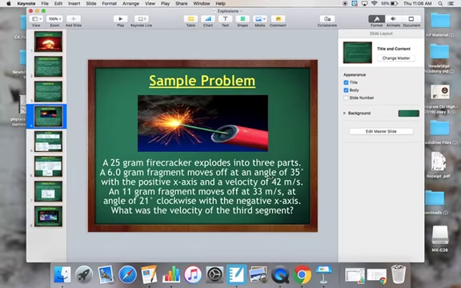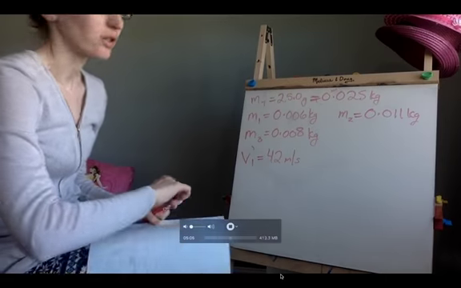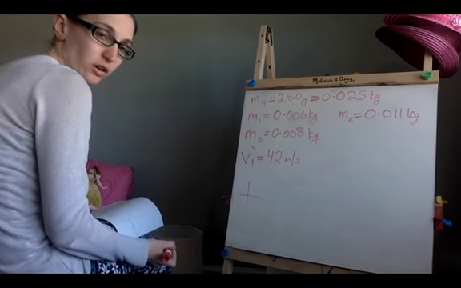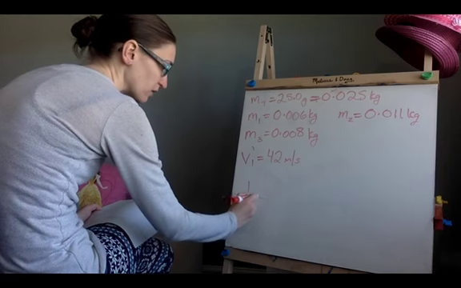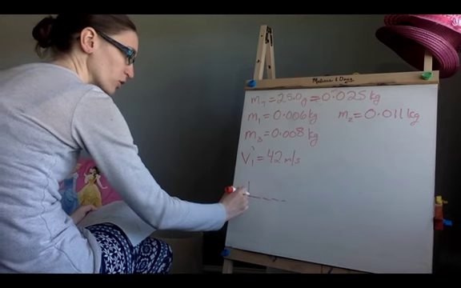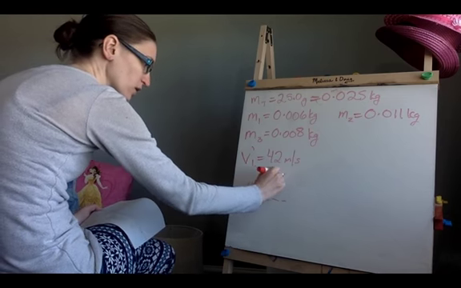Angle of 35 degrees with the positive x-axis. Okay, so what that's saying then, if we go to look at that, is that here's your xy Cartesian plane, here's your positive x-axis, and it moved off at an angle of 35 degrees with that. Okay, so this is what's happening.